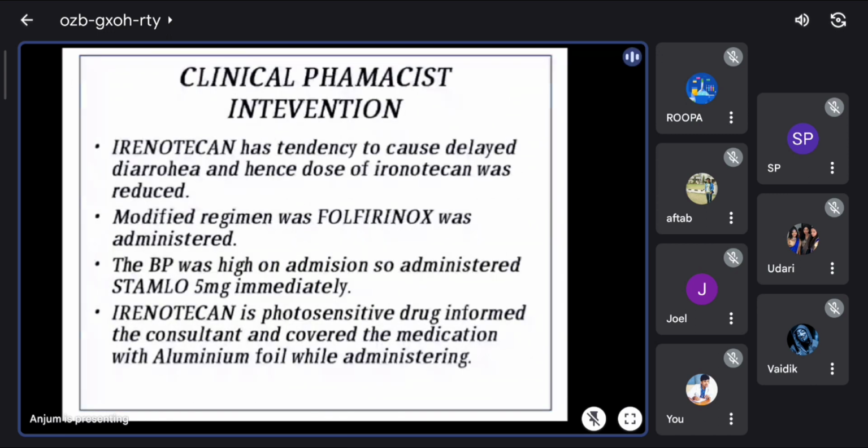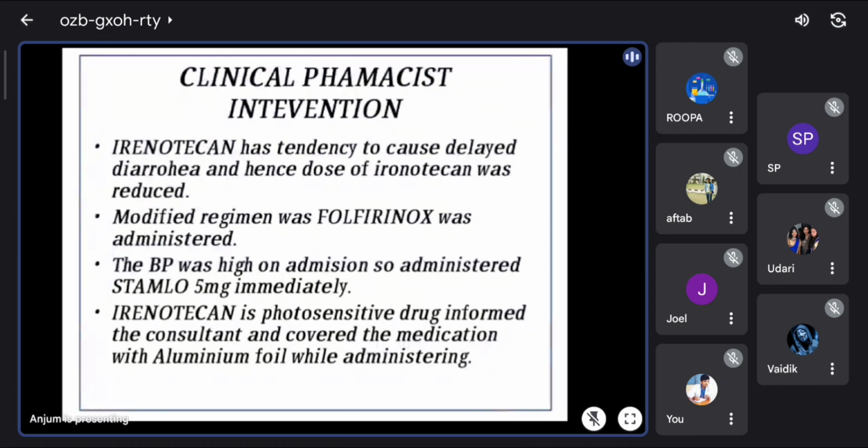First is clinical pharmacist interventions. So what I did as a clinical pharmacist in this case: identifying the delayed diarrhea of irinotecan and calculating the dosage of the regimen for this patient. And as the BP was very high, immediately we administered Stamlo.